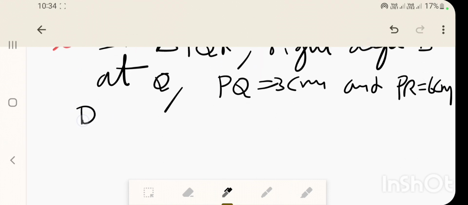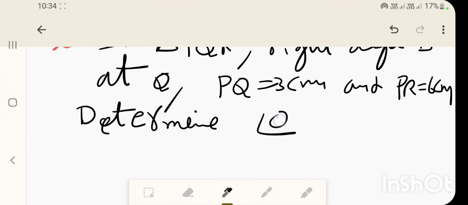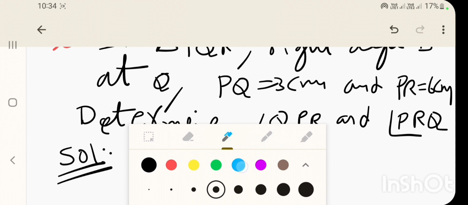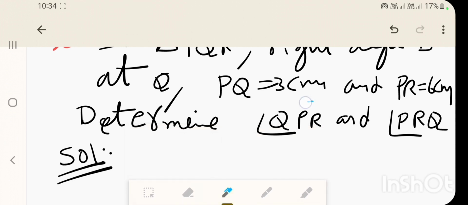Determine what they are asking. Determine the value of angle QPR and angle PRQ. These two they are asking. So first of all, what you have to remember here is to identify: angle QPR means what we have to calculate is angle P. Angle PRQ means what we have to calculate is angle R.